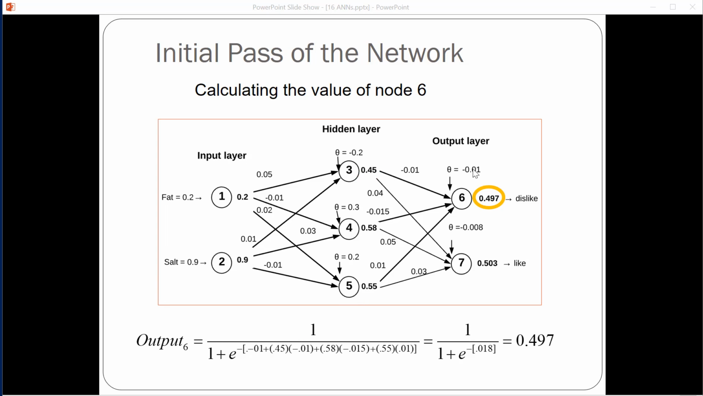So here we have our bias. We have our 0.45 times negative 0.01, our 0.58 times negative 0.015, and our 0.55 times 0.01. Those all add up to 0.018. When we raise e to the negative 0.018, add 1, and take 1 over all of that, what comes out the back end of the logistic response function is 0.497. So that's an example of how we calculated the dislike. We would go through the very same process for all of the values going to the various hidden layer nodes, multiplying them through to get these.